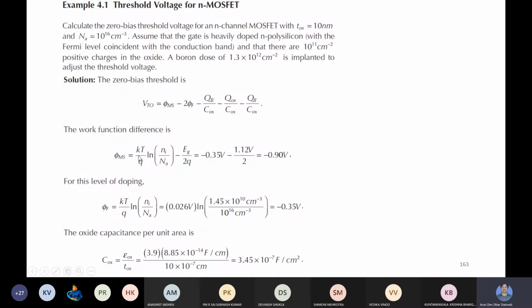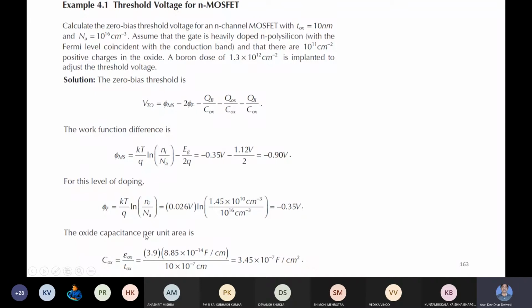Also kT by Q is the thermal voltage, which is around 0.026 volt, and the intrinsic carrier concentration, if it is given, then fine. Otherwise you should keep in mind that it is 1.45 into 10 power 10 per centimeter cube for silicon. Na is already given, so you put it in and get this value.